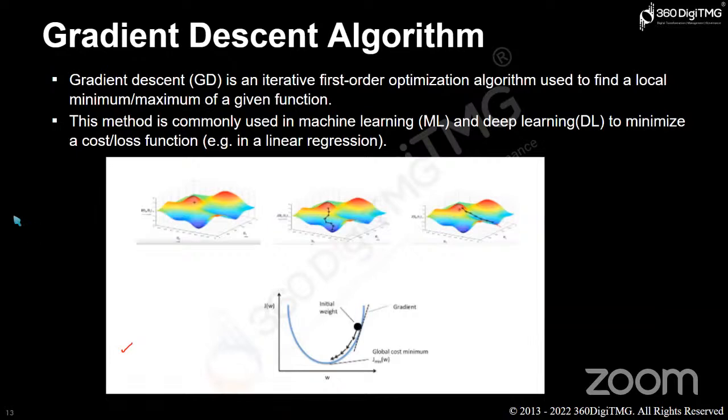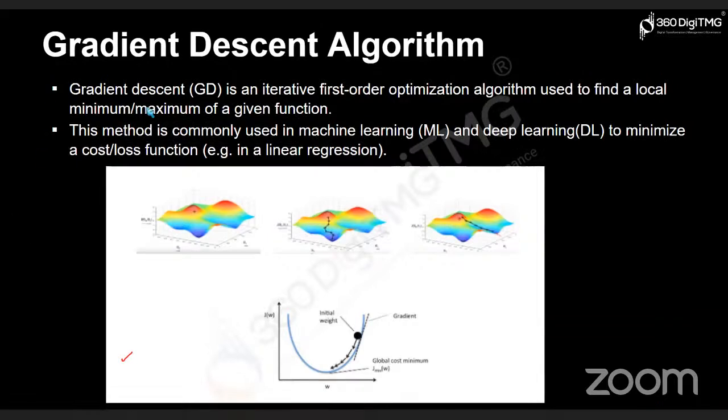Now let's talk about the gradient descent algorithm. It is an iterative first order optimization algorithm by which we can find the local maxima or local minima. This method is commonly used in machine learning and deep learning to minimize a function, a cost function or a loss function. Here, if we take an example, how does it work? Suppose we start here. This is our function, and this point is the minimum.